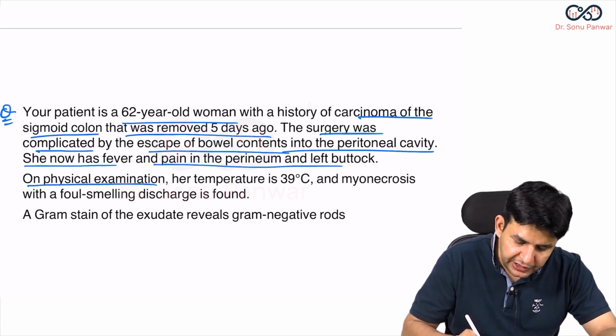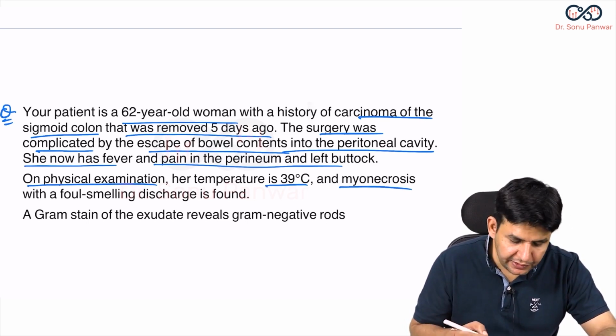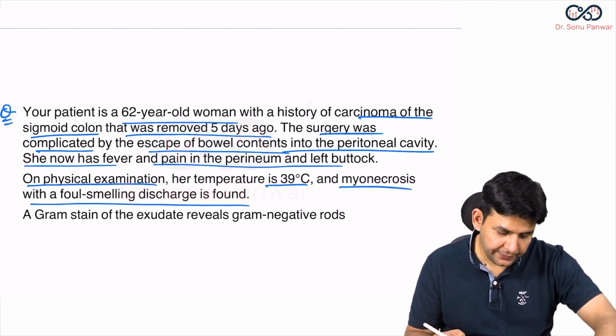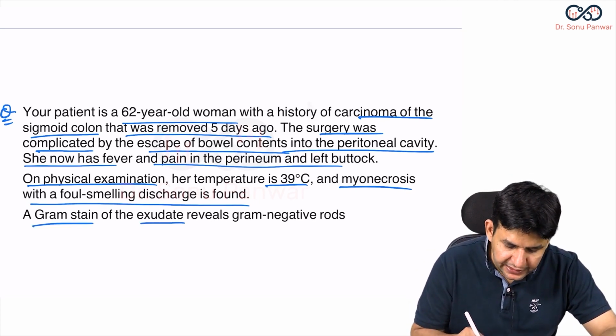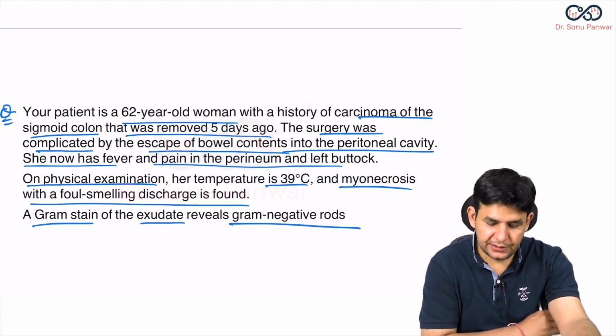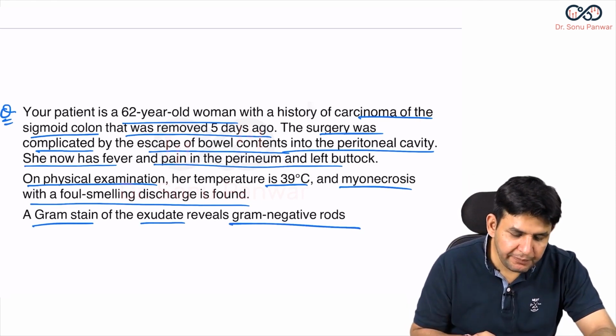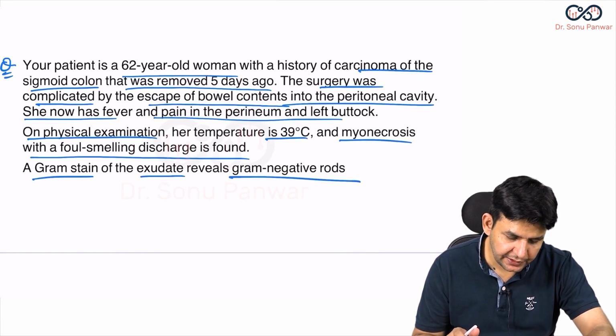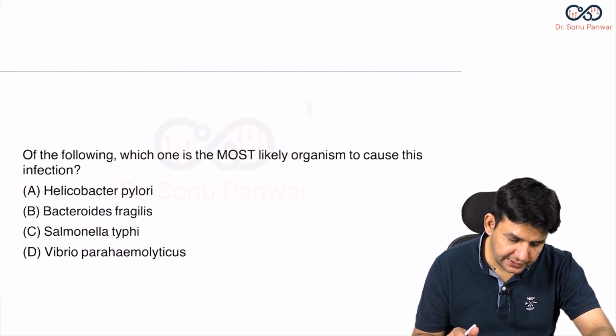On physical examination, her temperature is 39. There is necrosis with a foul smelling discharge coming out. The Gram stain of the exudate reveals gram negative rods. So without giving any picture of it, they can ask you which organism is associated with this particular one, and the options of yours are these.